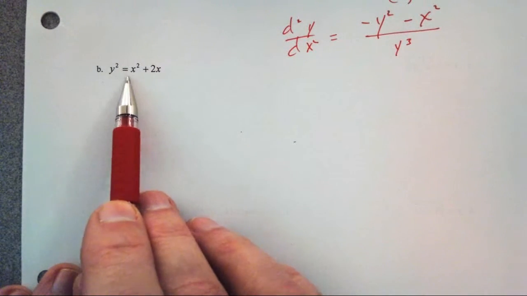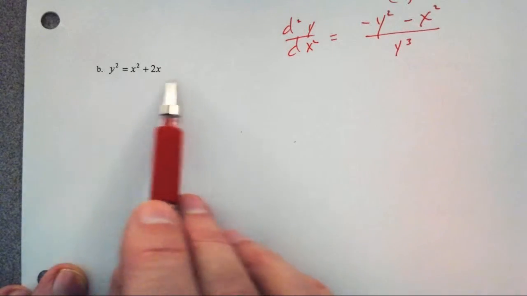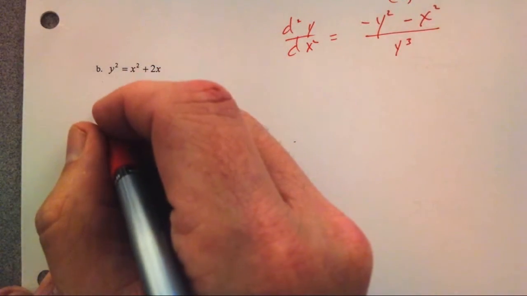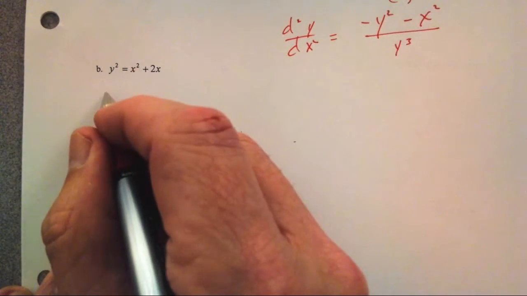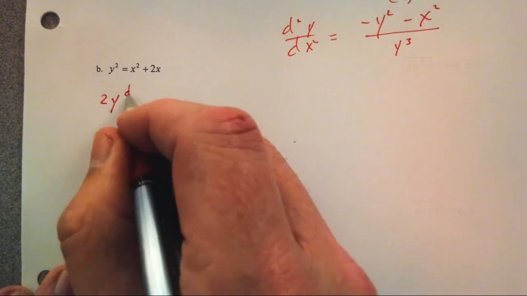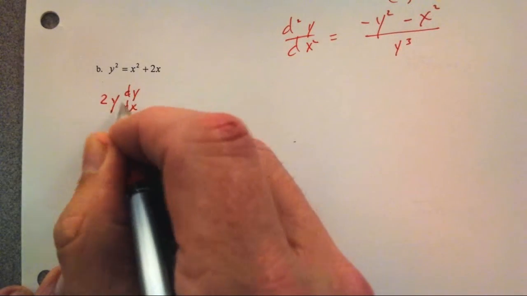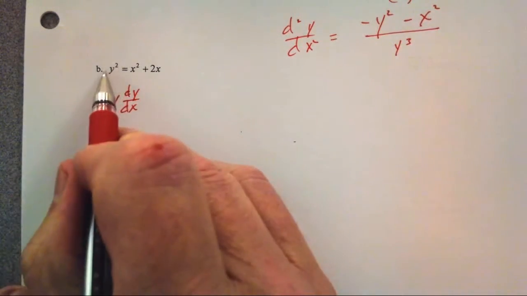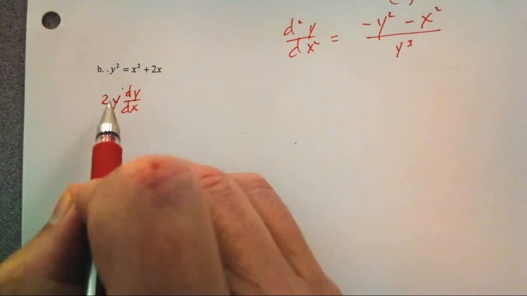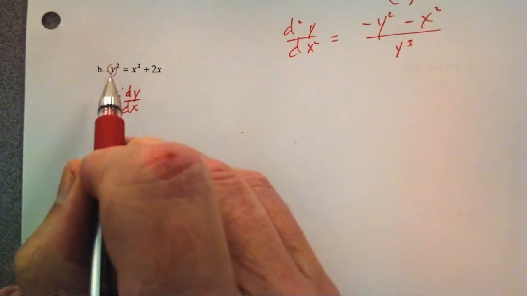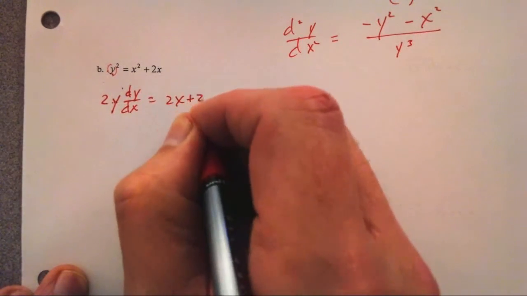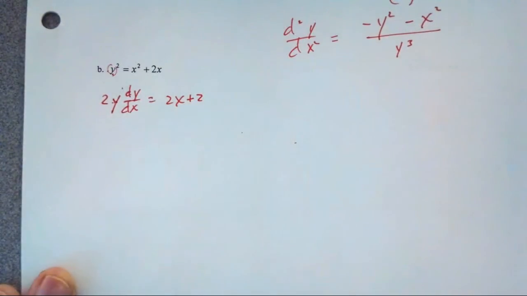All right. Very similar. Not a circle. y squared minus x squared minus 2x. This might be a hyperbola or something like that. But same process. We're going to take the derivative implicitly of both sides. So I get 2y times the derivative of y, dy dx. Outside derivative of the inside function, it stays the same to the first, times the inside derivative. The inside derivative is derivative of y. Equals 2x plus 2. Okay?